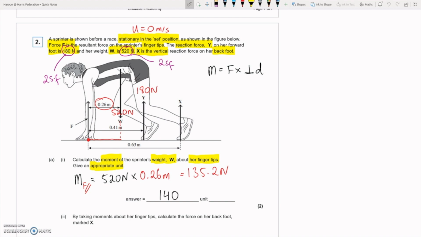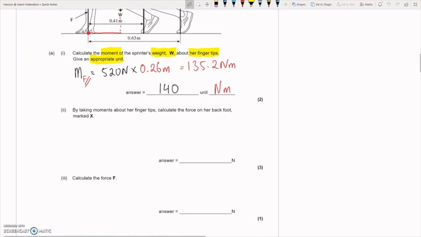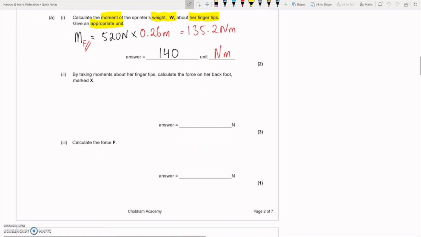Ooh, and I made a little mistake here. This is newtons and the distance meters, that is meters. So Newton meters. So that's the first part of this question. We'll move on to the next part.